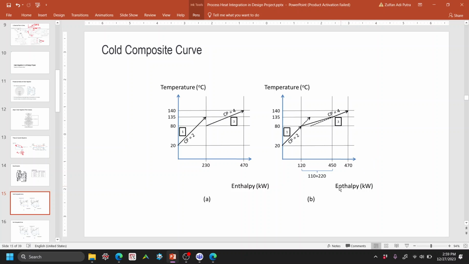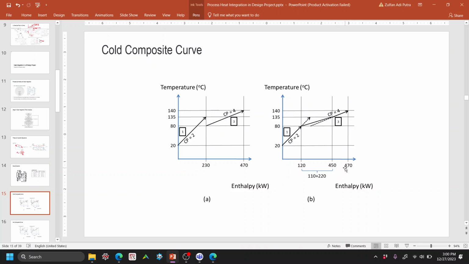And then the summation is this one. So we have from here to there, that's 120, you can recall. So we have MCP times delta T, you get the Q, right? And then this is another MCP, which is 2 plus 4, 6 already, times the delta T, is then this number, 110 plus 210, 220, which is 330.